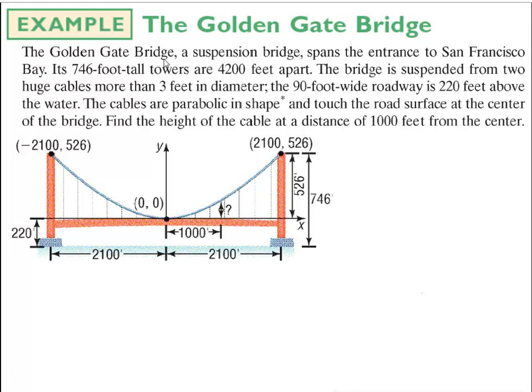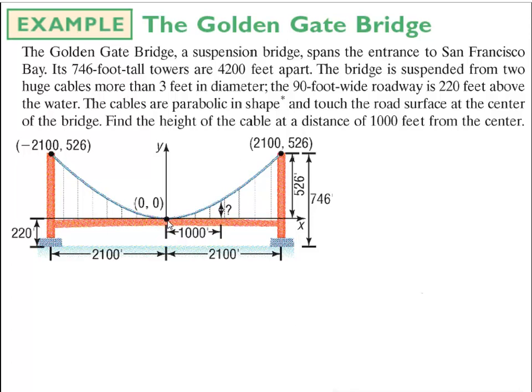So again, they told us that the two towers are 746 feet tall. So to make life easy on ourselves, what we're going to do with this parabola is put the vertex right at the origin. So we're going to put the origin, here's the y-axis, here's the x-axis. We're going to put the vertex at the origin. It's just going to make it so much easier to find the equation.